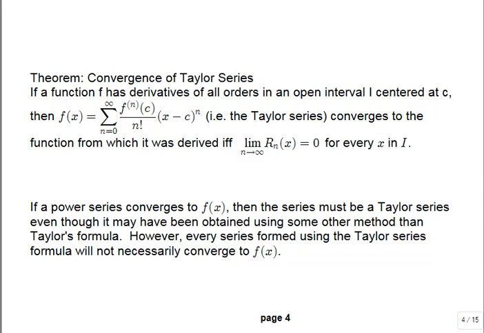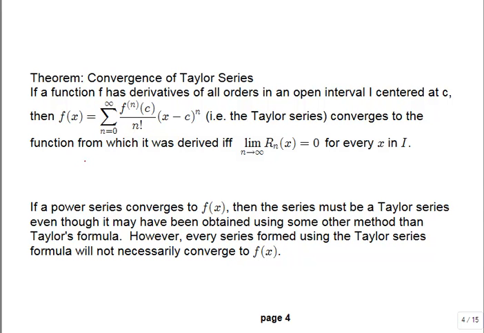If a function f has derivatives of all orders in an open interval I centered at C, then this Taylor series right here converges to the function from which it was derived if and only if the limit as n goes to infinity of our remainder goes to 0 for every x in that interval I. So if a power series converges to f of x, then the series must be a Taylor series, even though it may have been obtained using some other method than Taylor's formula. However, every series formed using the Taylor series formula will not necessarily converge to f of x.